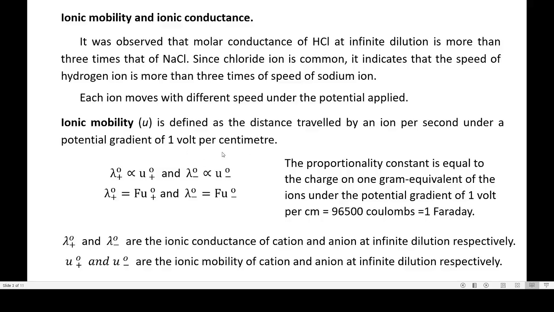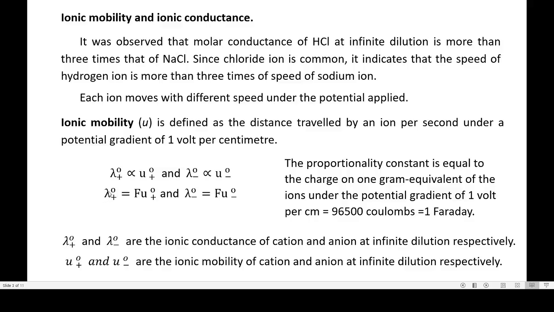Also it was observed that the conductance of an ion, that is ionic conductance at infinite dilution, is directly proportional to its ionic mobility, and the proportionality constant is written as F. F is Faraday. The proportionality constant is equal to the charge on 1 gram equivalent of the ions under the potential gradient of 1 volt per centimeter, which is equal to 96,500 coulombs of charge. So F is Faraday's constant.